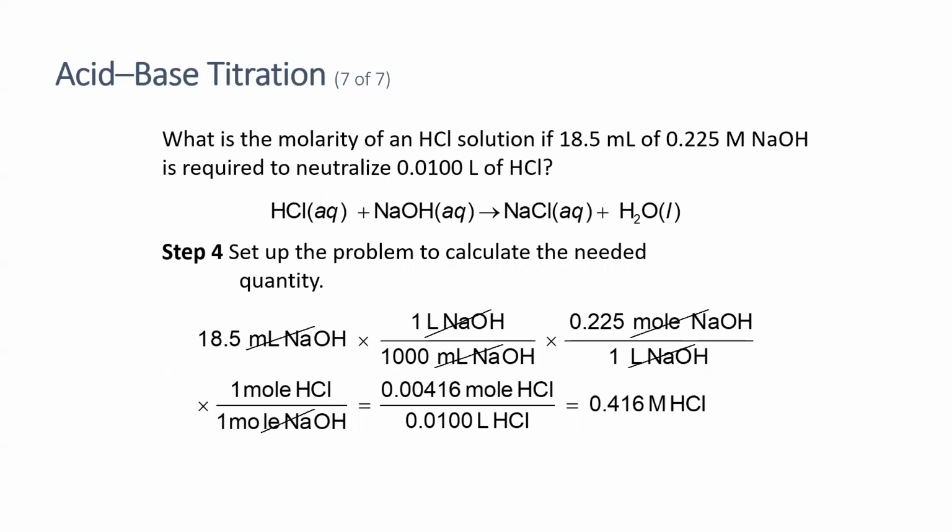So putting that all together, we start with the 18.5 milliliters of the sodium hydroxide solution used. We convert that to liters of sodium hydroxide by dividing by 1,000 milliliters in 1 liter. We use the molarity of the sodium hydroxide solution, or the 0.225 moles of sodium hydroxide in a liter of solution, in order to get to moles of sodium hydroxide. From moles of sodium hydroxide, we want to get to moles of HCl, and that's just 1-to-1. So however many moles of sodium hydroxide, that will be equal to the number of moles of HCl, which is the 0.00416 moles of HCl. We divide that by the liters of HCl solution, which was given to us as 0.0100 liters of HCl. And we get the molarity of the HCl solution, which is 0.416 molar HCl. So that's the type of calculation you're going to need to do in this experiment.